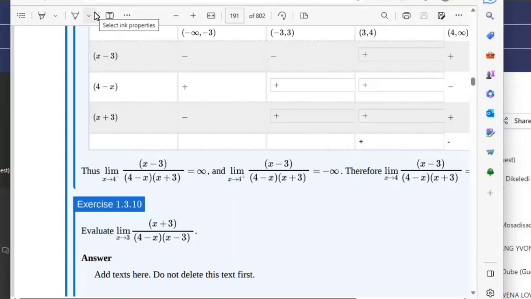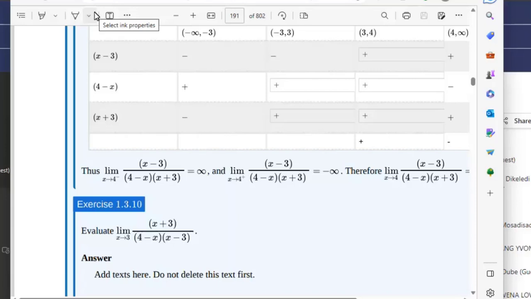Do we agree? Yes or no? Yes, sir. Yes, we agree. It's undefined, like when Kosi did. So now, once we realize that, we know that we need to evaluate this limit when x approaches 3 from the left, and then even when x approaches 3 from the right. So now let me do it with you the way I did the previous one.